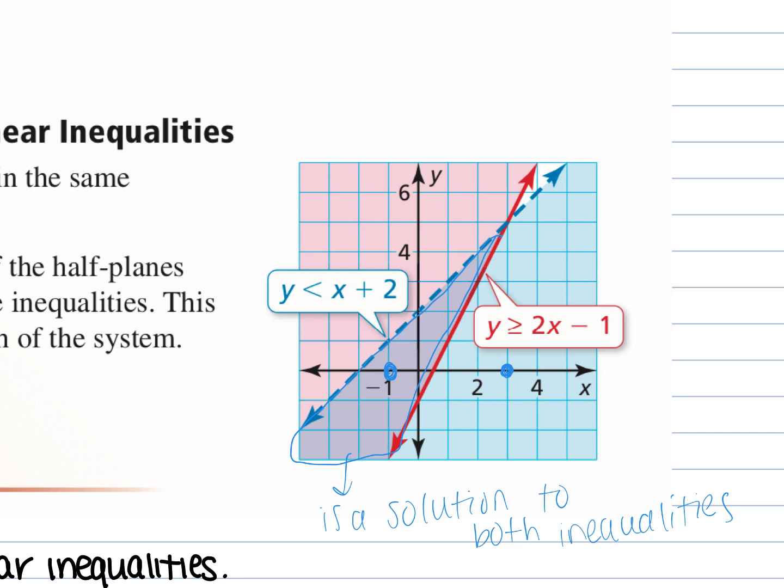What about if it was 0, 4? Will it work for both? Will it work for one? Yes. It won't work for both, but it will work for the red inequality.